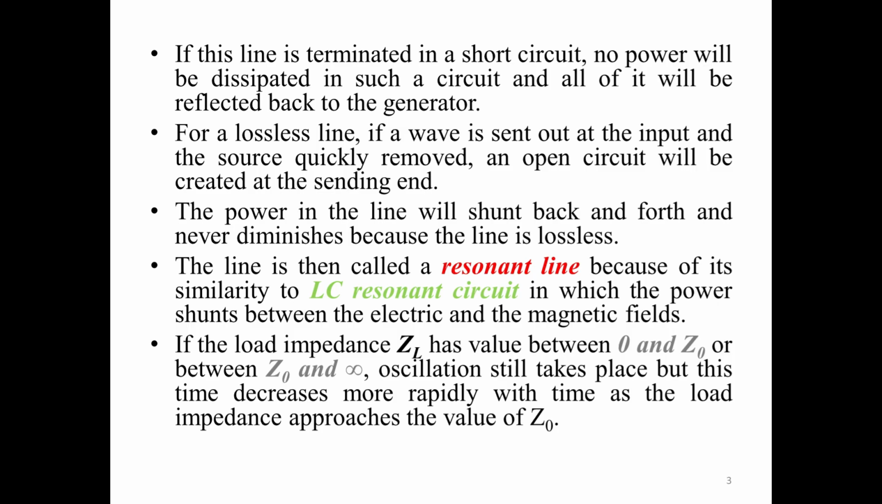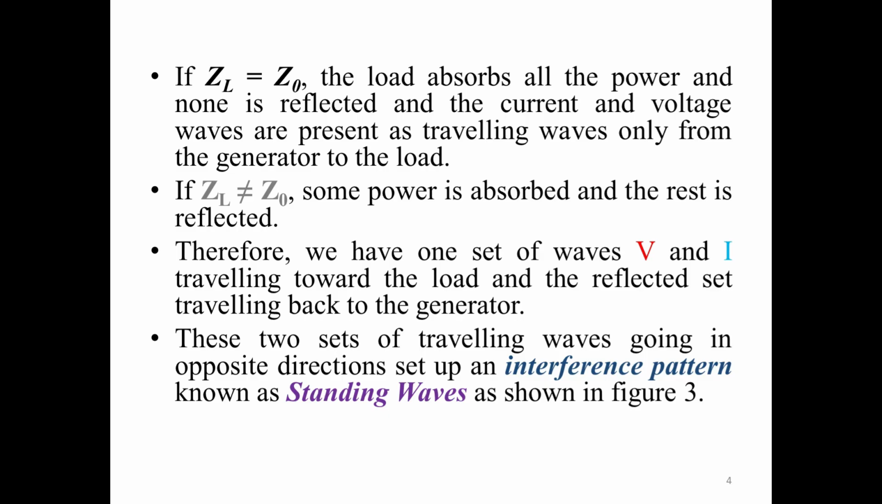If the load impedance ZL has a value between 0 and Z0 or between Z0 and infinity, oscillation still takes place, but this time decreases more rapidly with time as the load impedance approaches the value of the characteristic impedance Z0. If the load impedance is equal to the characteristic impedance, the load absorbs all the power and none is reflected, and the current and the voltage waves are present as traveling waves only from the generator to the load.